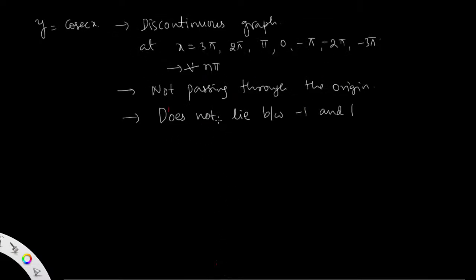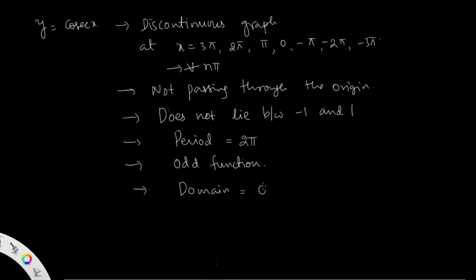So the period is 2 pi; every 2 pi units the graph becomes the same graph, and it is also an odd function. Okay, and the domain of the function cosecant x.